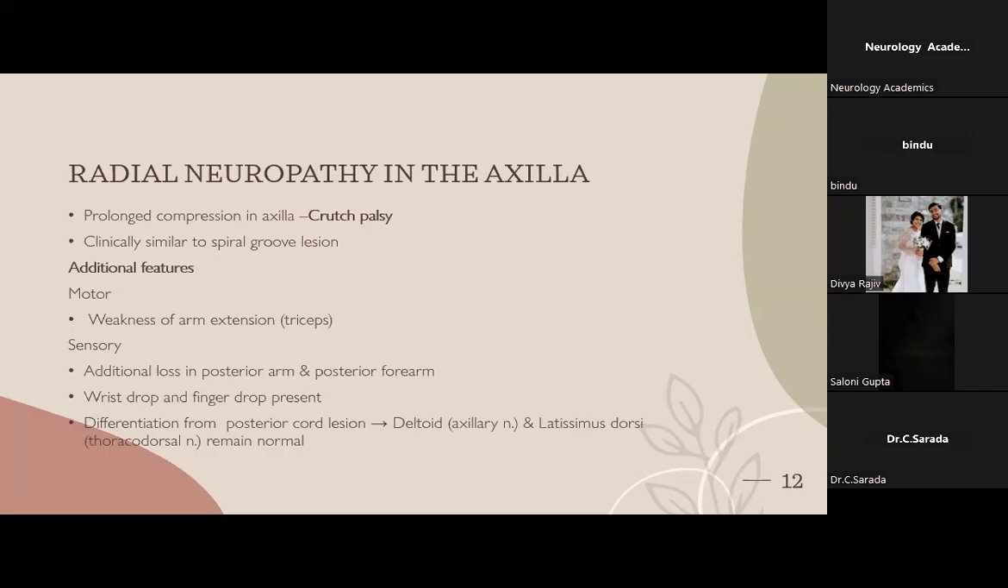Regarding sensory involvement, the posterior cutaneous nerve of arm, the posterior cutaneous nerve of forearm, and the lateral cutaneous nerve of arm are also given off at the level of the axilla. So there will be additional loss of sensation in the posterior arm and posterior forearm, along with wrist drop and finger drop. We can differentiate it from a posterior cord lesion because there won't be any weakness of the deltoid and latissimus dorsi. In the posterior cord, the axillary and thoracodorsal nerves supply the deltoid and latissimus dorsi. By this, we can differentiate it from a posterior cord lesion.